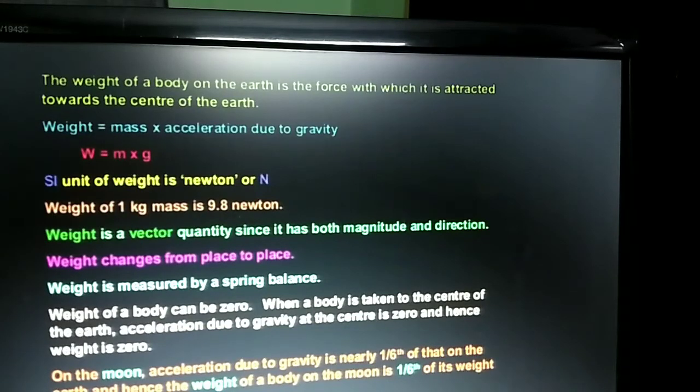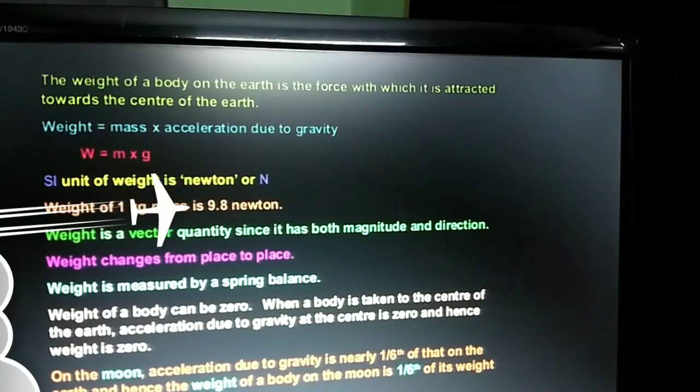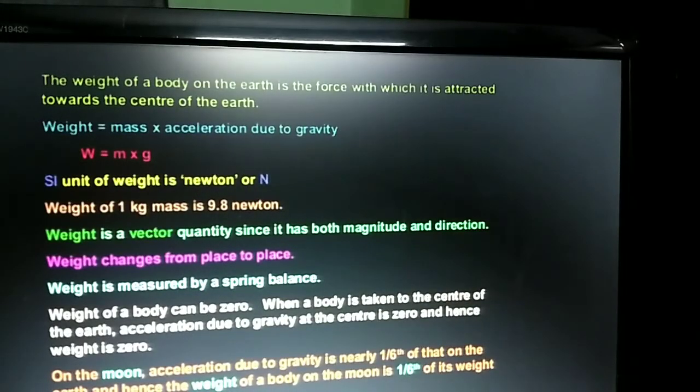Mathematically, weight is equal to the product of mass and acceleration due to gravity, or W = mg. The SI unit of weight is Newton. The weight of a 1 kg mass is 9.8 Newton. Weight is a vector quantity since it has both magnitude and direction.